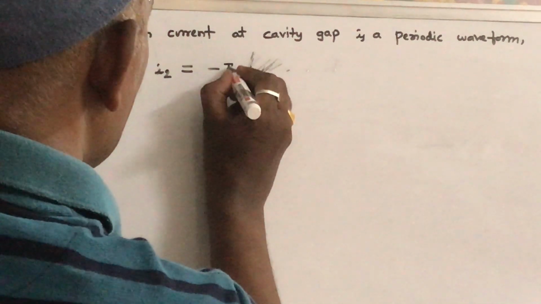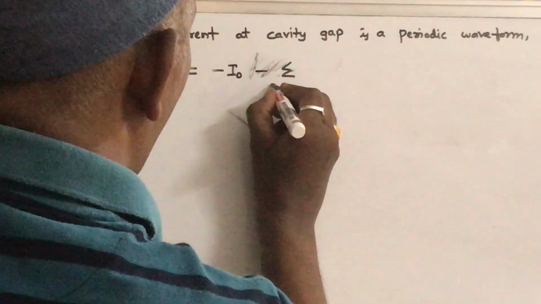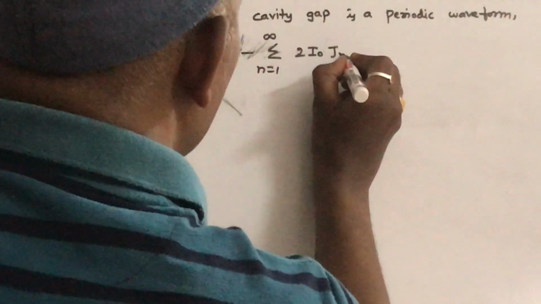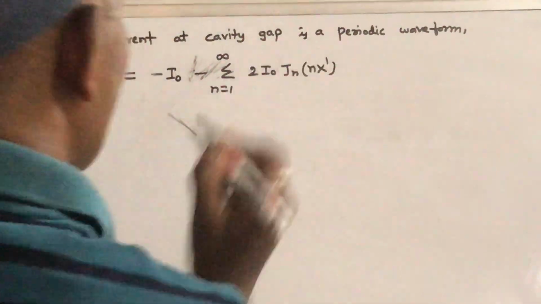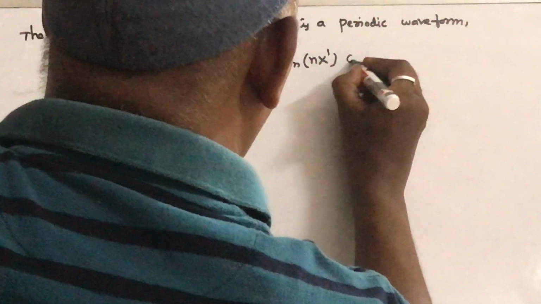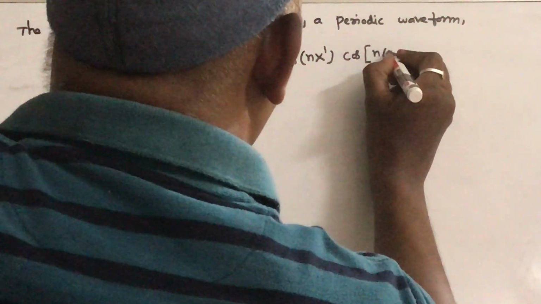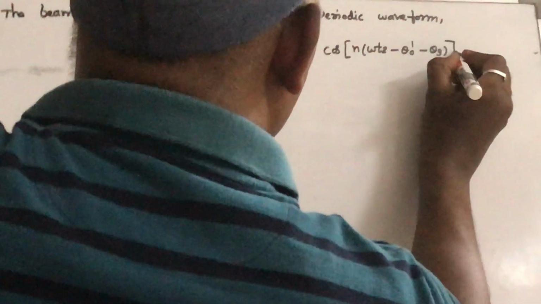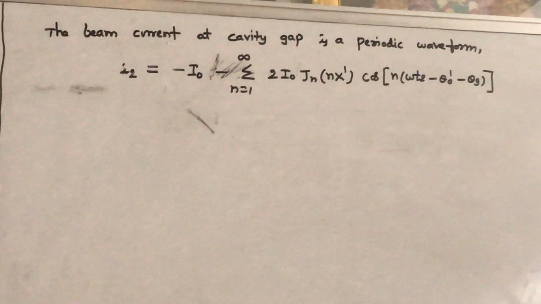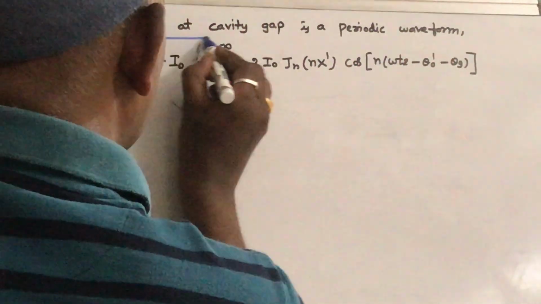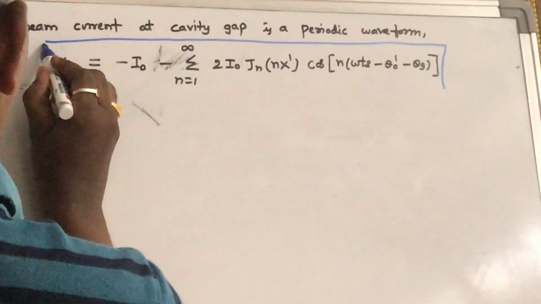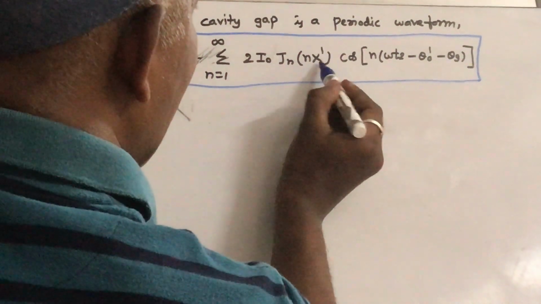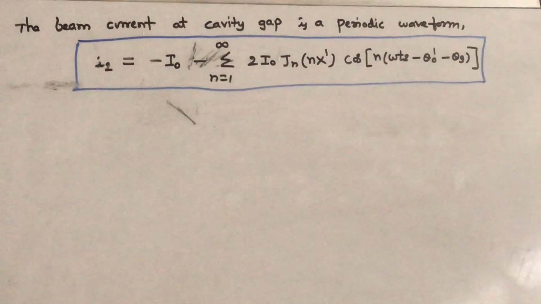is equal to minus I0 minus summation of n is equal to 1 to infinity 2I0 into Jn of n x dash, remember this x dash we are using, into cos of n omega t2 minus theta 0 dash minus theta g. Same relation. So the trigonometric Fourier series expansion of this current is like this. Simply, in the previous two cavity Klystron amplifier, replace x by x dash and theta 0 by theta 0 dash, and we get this beam current expression.